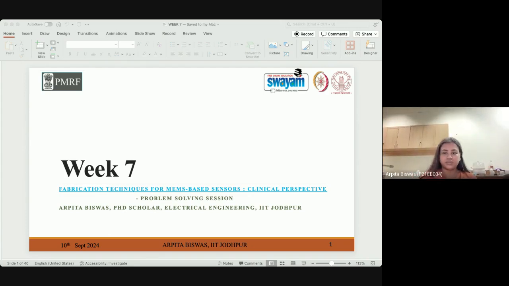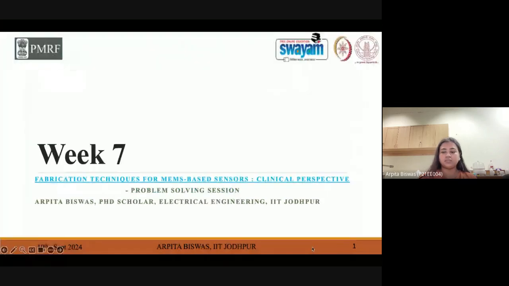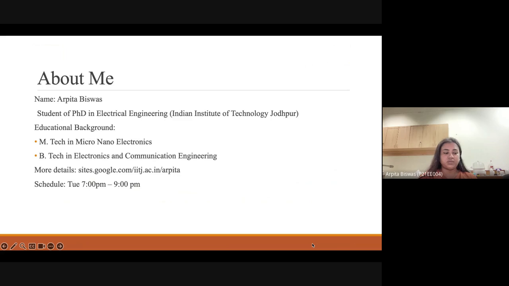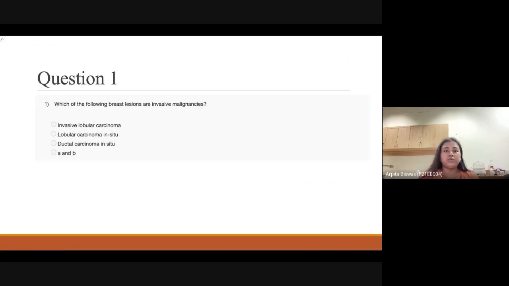So let's start the session. So we are going through some MCQ questions. This is question number one. Which of the following breast lesions are invasive malignancies?